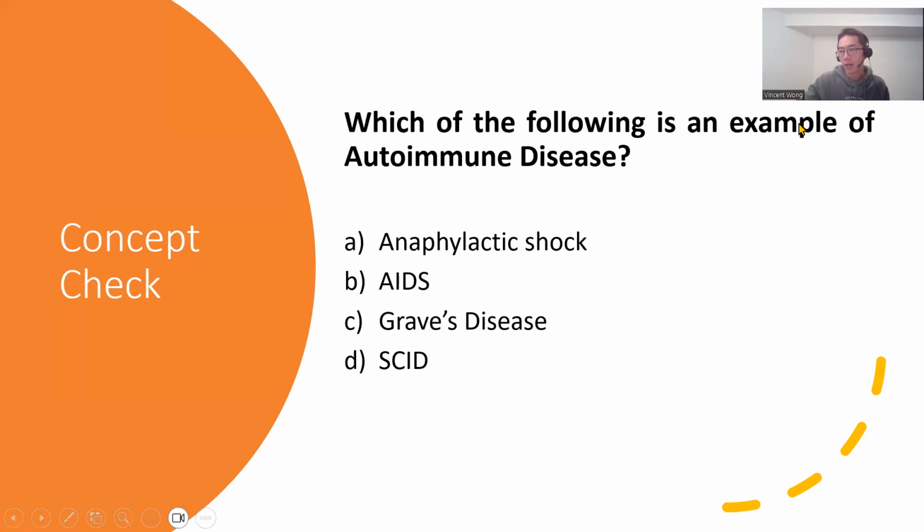Okay, so last poll question, and I'm going to give you a break. Okay, which of the following is an example of autoimmune disease from this list? Okay, what do you think?